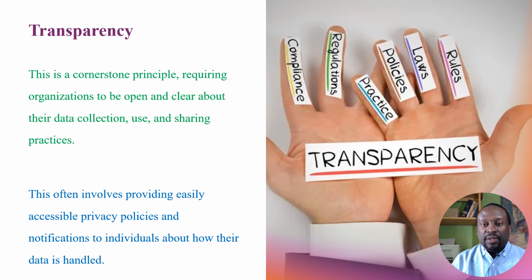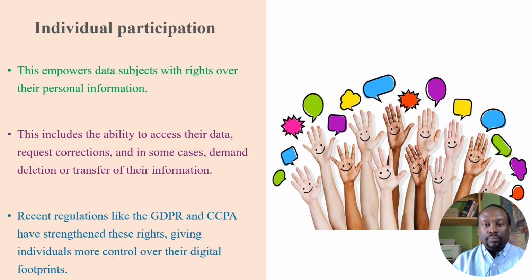Let us delve into a few of them, starting with transparency. This is the cornerstone principle requiring organizations to be open and clear about their data collection, use, and sharing practices. This often involves providing easily accessible privacy policies and notifications to individuals about how their data is being handled.